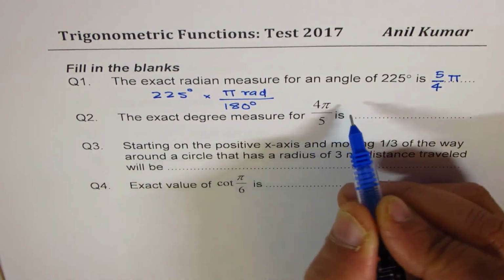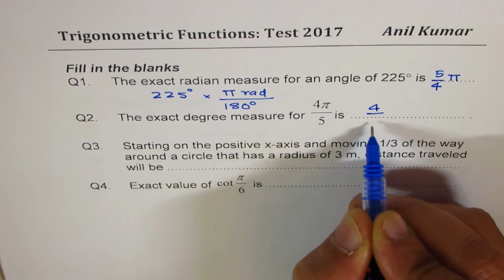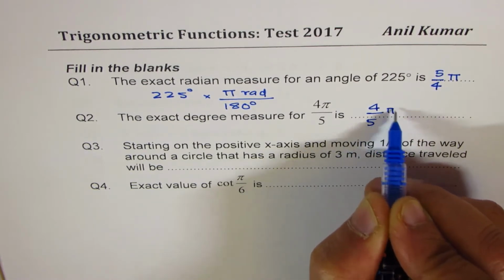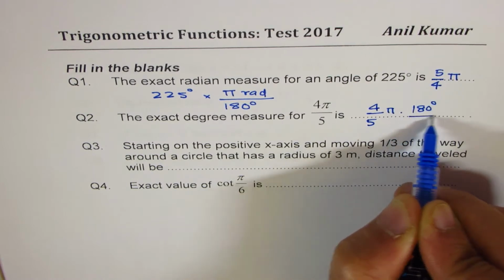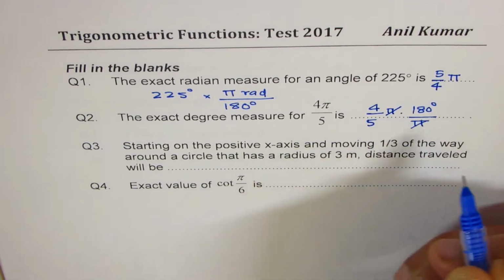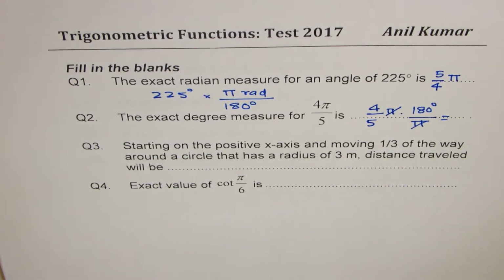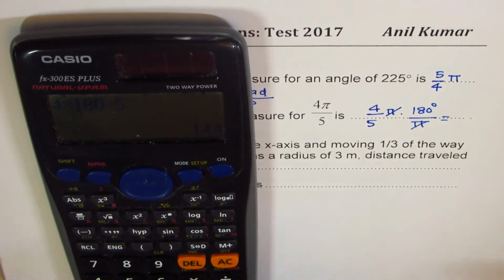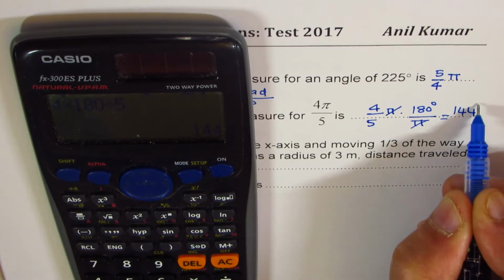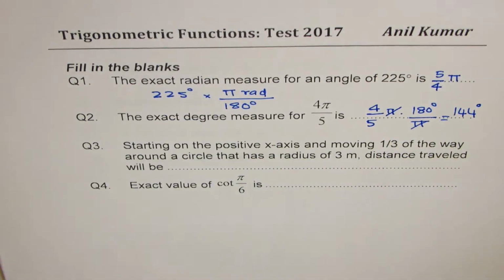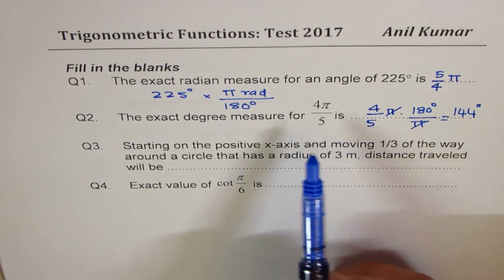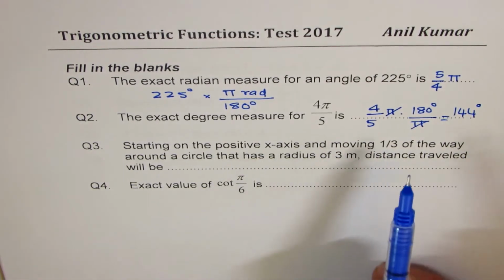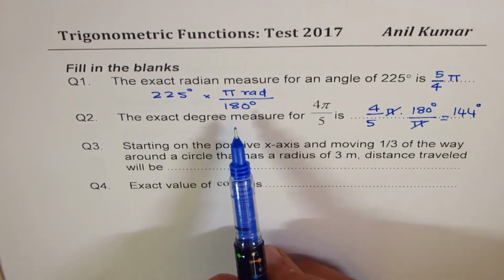Now pi should be replaced by 180 degrees to get the answer in degrees, right? Or you could do like this, 4 over 5 pi times 180 degrees divided by pi, correct? So pi and pi will cancel out and you can again use your calculator. So 4 times 180 divided by 5 gives you the value as 144 degrees. Now for some students, sometimes the restriction may be that it is without calculator, right? So at present, we are doing with calculator, but try to do them without calculator also.